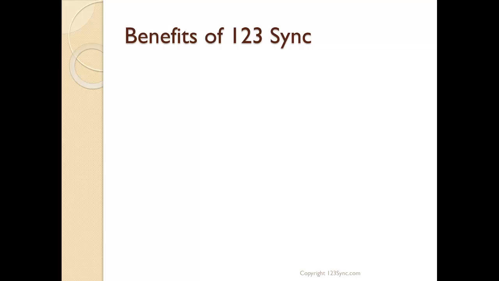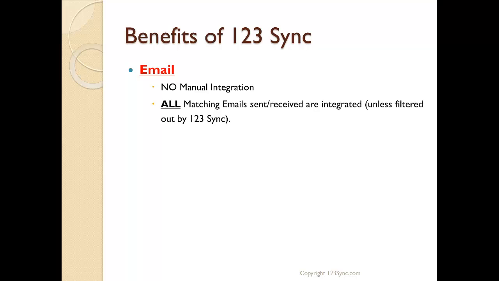So let's look at the great benefits of using 1-2-3 sync with ACT. First, let's do email. There's no manual integration, so all the email gets automatically integrated for you for the mailboxes that you set up. All matching emails that are sent and received are integrated, whether they get sent from Outlook, the mobile phones, whatever, they get integrated. Of course, you can add filters in 1-2-3 sync to exclude certain emails.